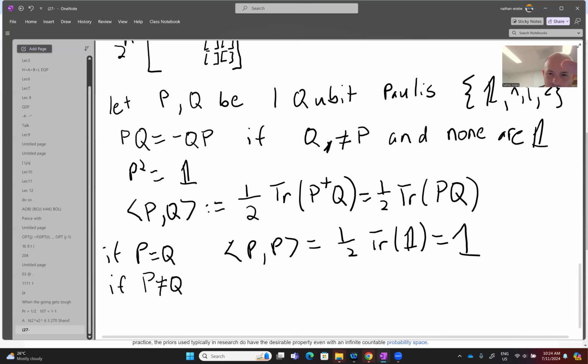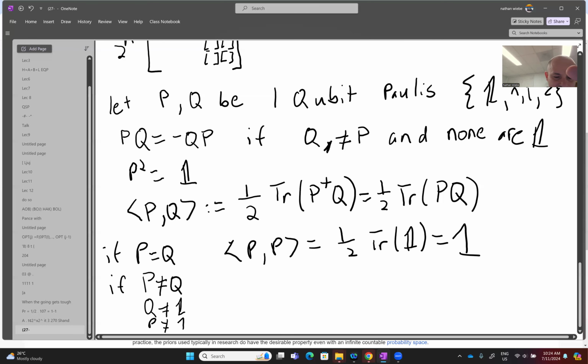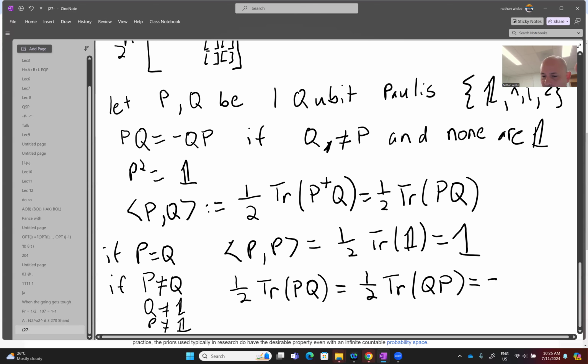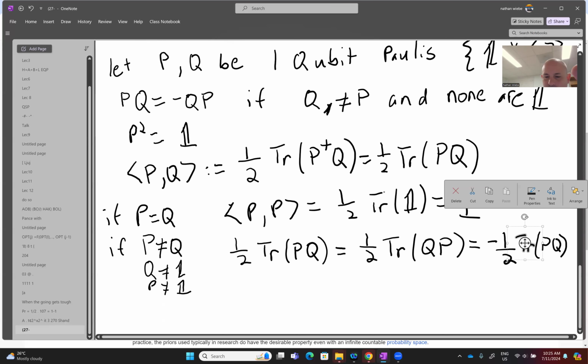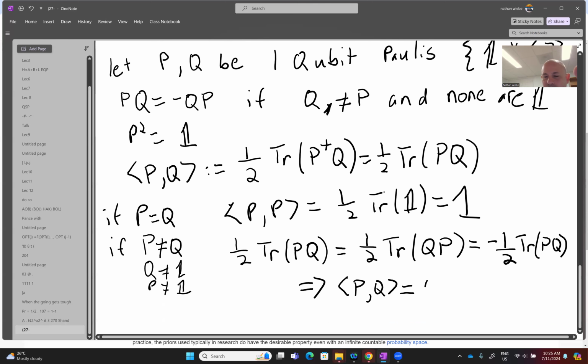Well, we've got a couple of cases. First off is let's consider the case where P is not equal to Q and Q is not equal to identity and P is not equal to identity. Okay, if this is true, then we have 1/2 trace of PQ equals, because of the cyclic property of traces, where for the trace operator you can exchange the product of matrices inside the trace, the same thing as trace of QP, which is equal to minus, due to the anti-commutation property, the trace of PQ. So therefore, we end up having trace PQ is equal to minus trace PQ. Therefore, this implies that the only possibility is that in this case, the inner product of P and Q is equal to 0.